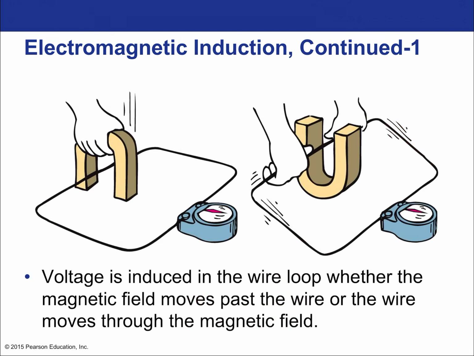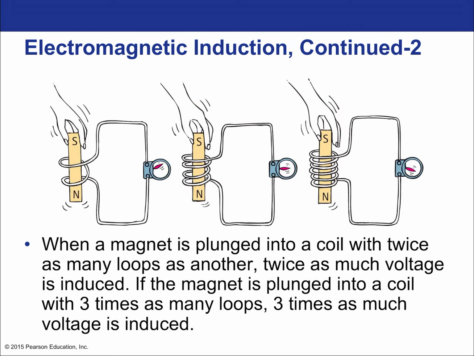All right, so voltage is induced in the wire loop whether the magnetic field moves past the wire or the wire moves through the magnetic field. So it doesn't matter what's moving relative to what, which makes sense because relative motion shouldn't matter, right? And so certainly we can have the wire moving or the magnet moving, because the important thing is there's just a change in magnetic field strength by the wire. As long as the magnetic field strength is changing relative to the wire, then a voltage is induced. Okay? All right, so both of these are equivalent, moving the wire or moving the magnet.